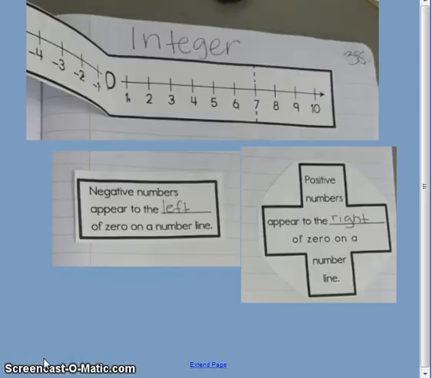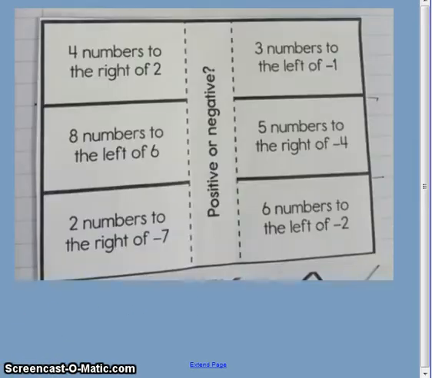Here's a close-up version of what it'll look like. Just make sure that you are numbering page 38. Title is integer. Negative numbers appear to the left of 0 on a number line. Positive numbers appear to the right of 0 on a number line. Here you have the 6 sections here. You made sure to only glue the positive or negative middle down so that you can lift up these sections.